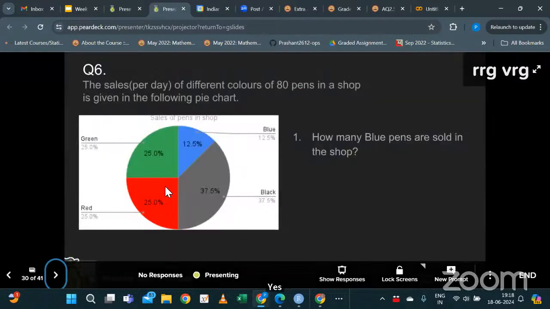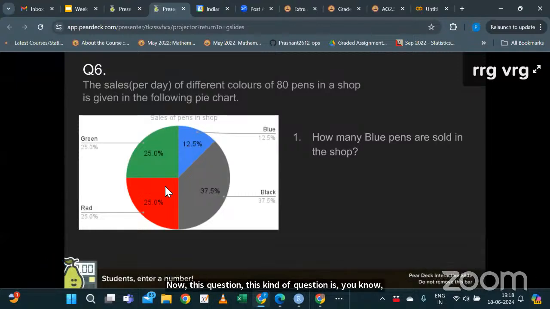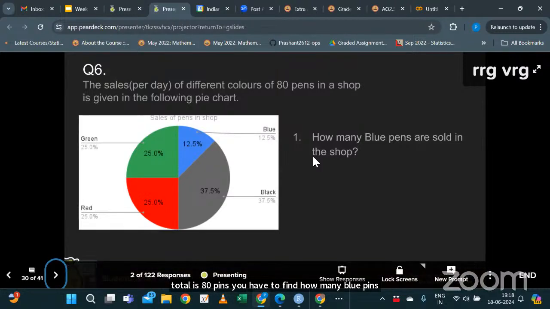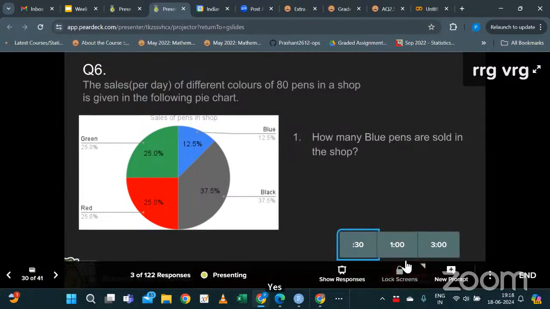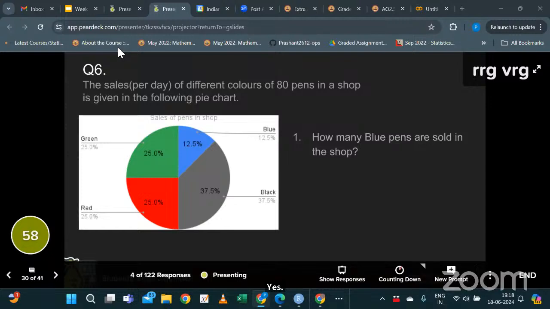This kind of question is very important. You can see this level of questions in your mock exam, but you have to be clear with the concepts. Your total is 80 pens. You have to find how many blue pens are sold in the shop. I think 1 minute will be more than enough. If you need more, let me know and I will extend the time.